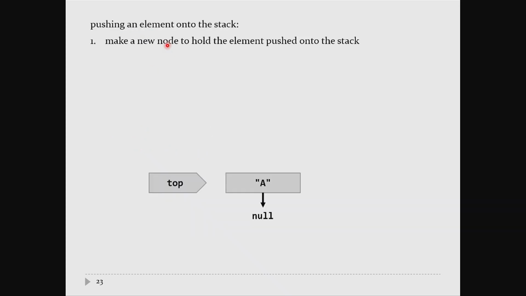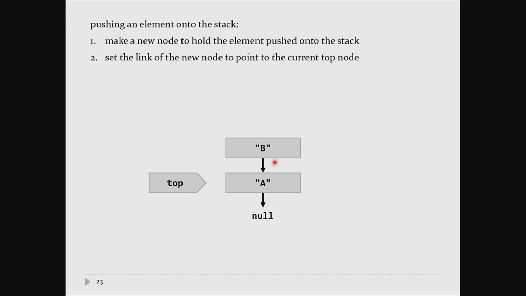Okay, now, to review very quickly, how do I push an element onto the stack? So here's my stack of size 1. I want to make a new node to hold the element. So how do you make a new node? You call the node constructor. So there's my new node. What do I do next? I make that node point to the old top node. So I set the link to point to the new top node. What do I do next? I move top so that it points to the new node. And finally, I increment the size by 1.